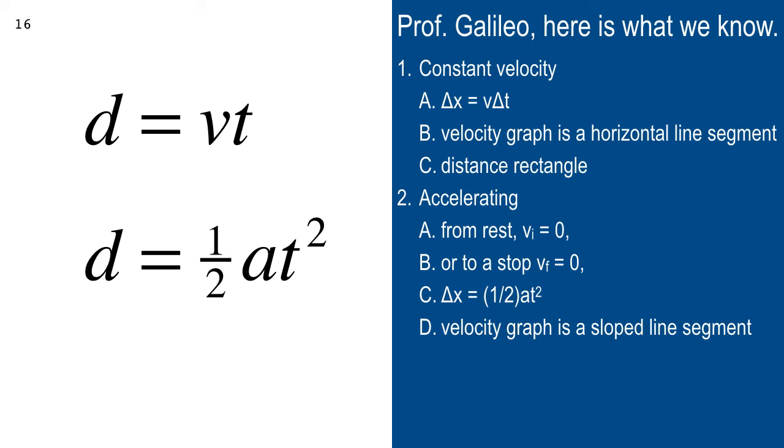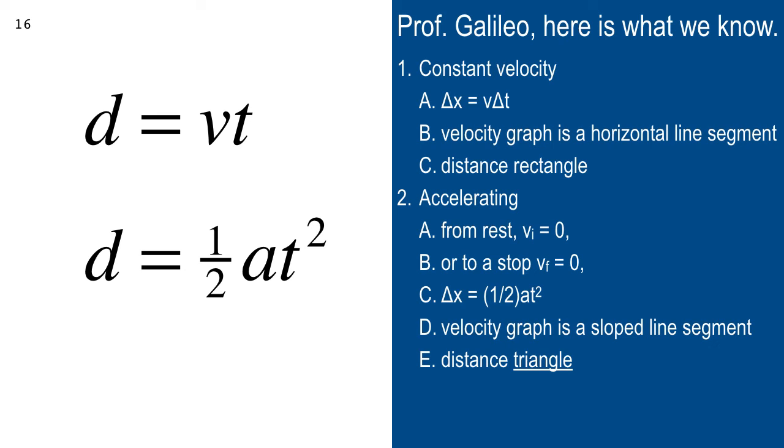So if you send somebody out this way at the end of a long rubber band, eventually they're going to slow down to a stop. Okay, that would be sloping up to the right, but it would be below the time axis. So the distance polygon for the accelerating systems is a distance triangle.